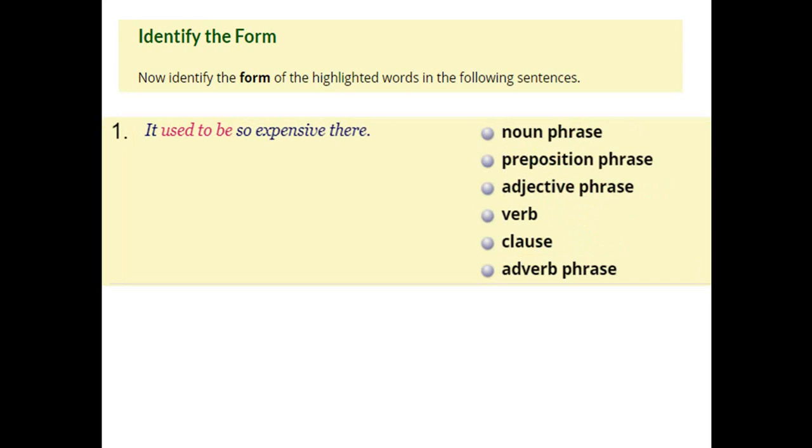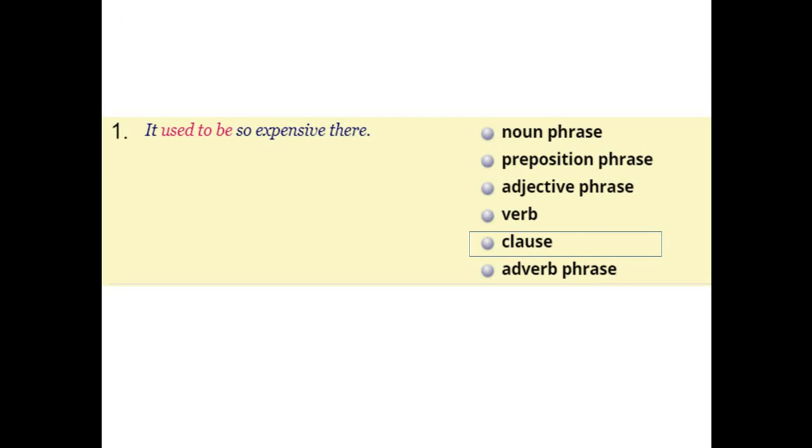Identify the form. Now identify the form of the highlighted words in the following sentences. It used to be so expensive there. What form can it be? Used to be. Noun phrase, preposition phrase, adjective phrase, verb, clause, adverb phrase. Which one? Just as you guess, this is a clause. You're right, used to be is a clause.